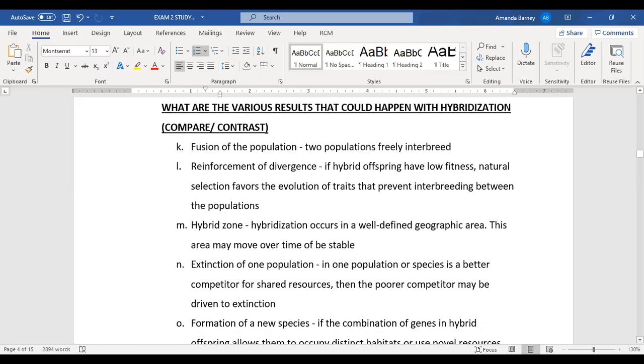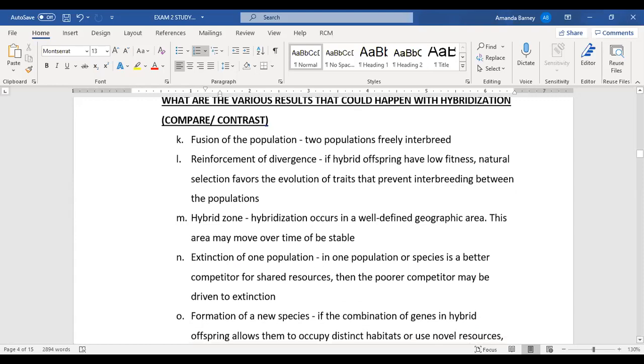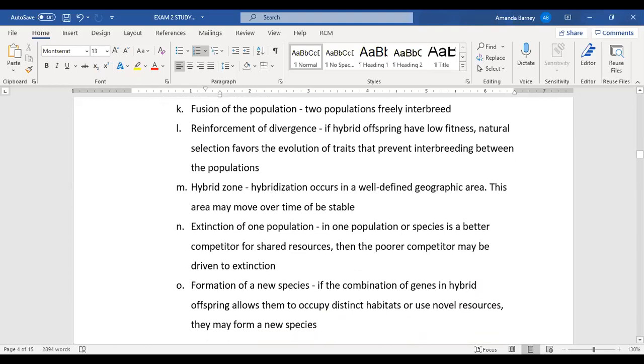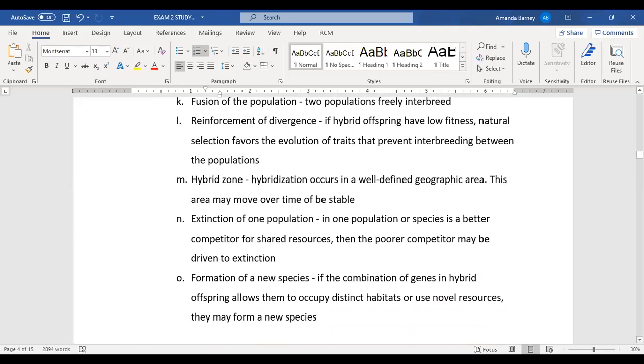So say you have two populations that have been separated, but they come back together somehow. You have this list of possibilities that could happen. First of all, you could have a fusion of the populations. Maybe they come back into contact and they interbreed and they're fine. There's no difference. Another possibility is a reinforcement of divergence. In other words, they come back together and it's like two walls hitting, they cannot interbreed, nothing can happen. So it just reinforces the fact that they are now two divergent populations.